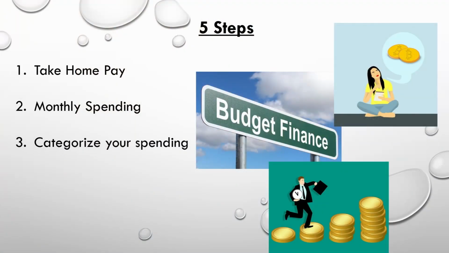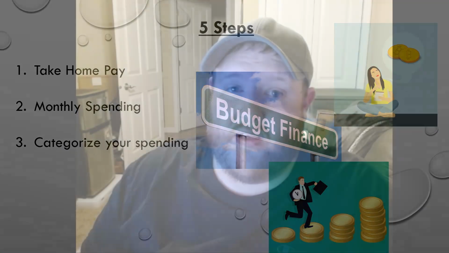Step number 3, categorize your spending. This is going to be the thing that people kind of have the most issues with, as far as deciding what is going to be unnecessary and necessary. So you're going to want to categorize your spending into unnecessary spending and necessary spending.